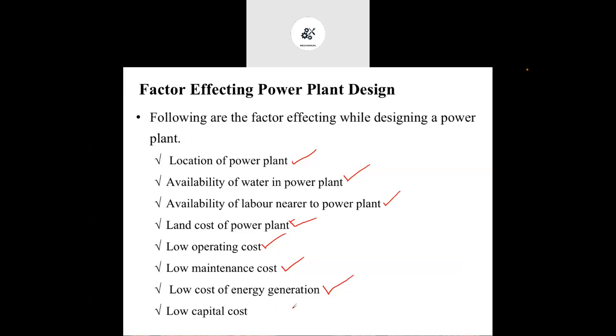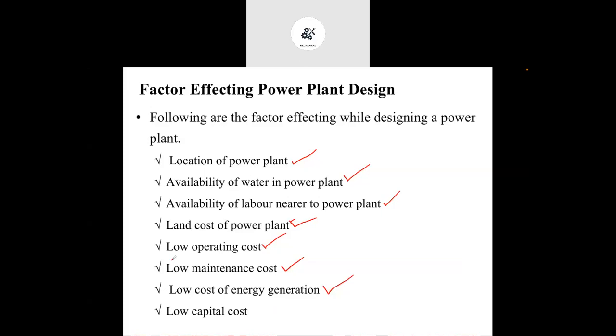Low cost of energy generation. As we know, if the cost of energy generation is very high, in that case the customers may be reduced. Customers will not use that particular power. So in that case the cost of the energy generated by the power plant must be low.